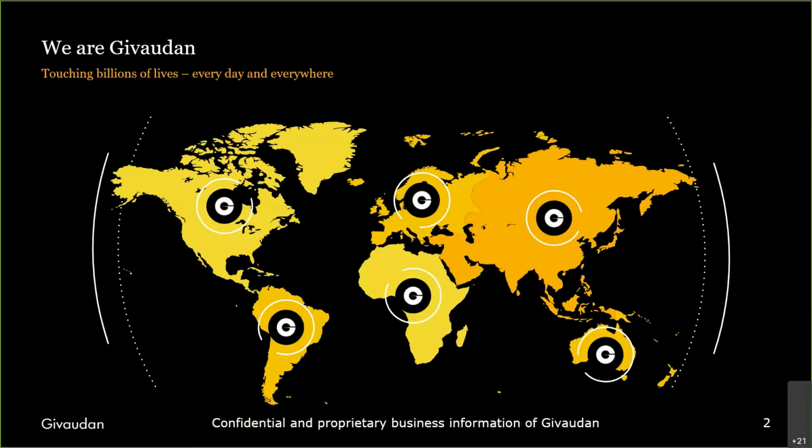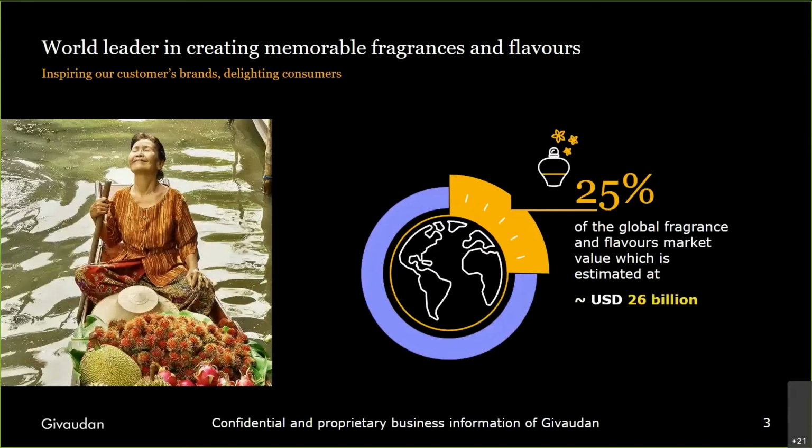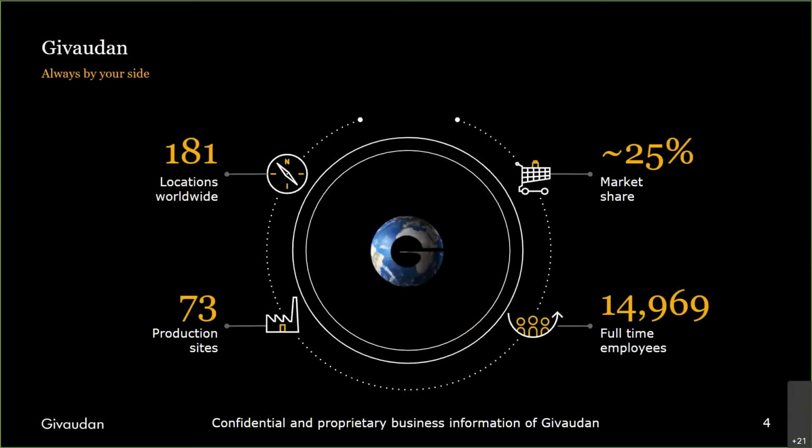Givaudan is a global company. We are the leader in the fragrances and flavor industry. We have 20% of the global market. We are spread all over the world in 181 different locations. We have around 15,000 employees.